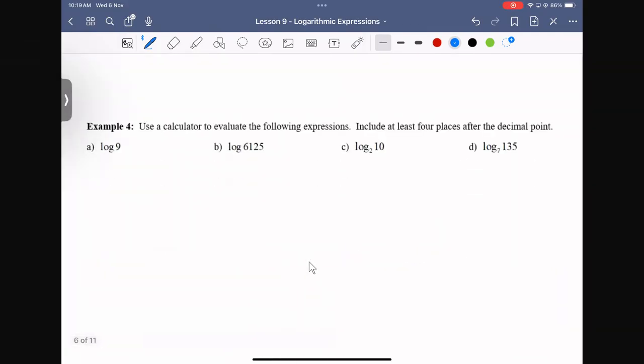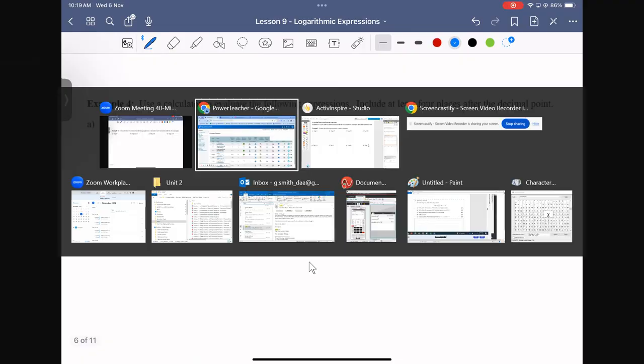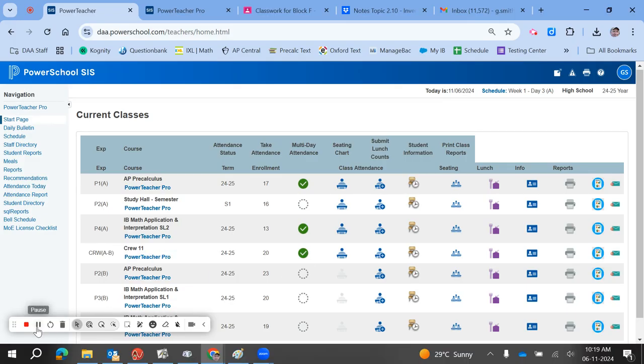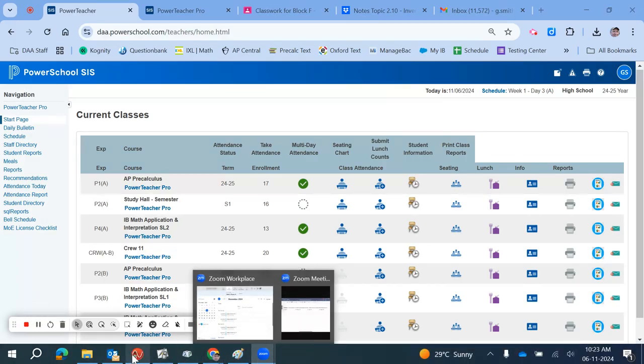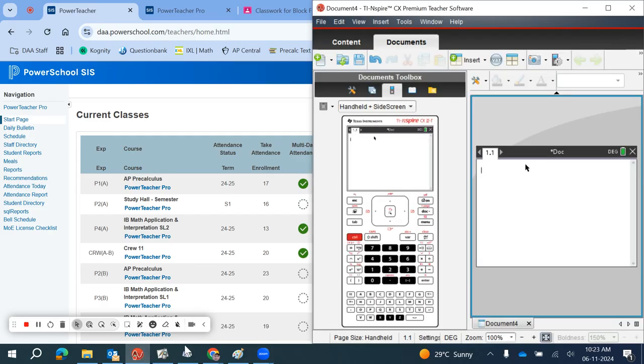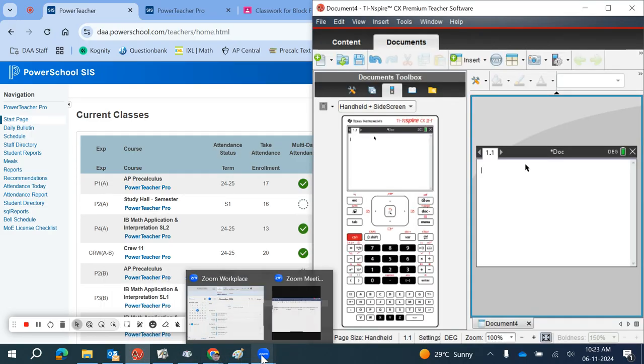Okay, use your calculator to evaluate these ones. I'll give you 2 minutes for that task. Okay, let's have a go at evaluating these with the calculator.